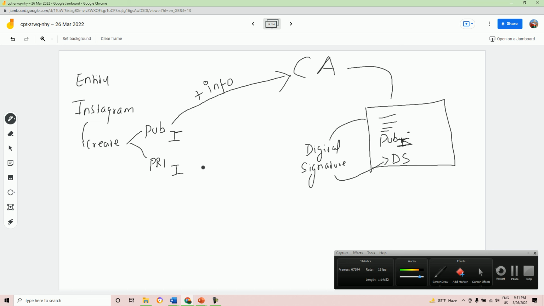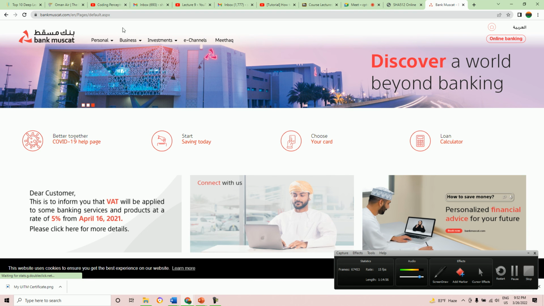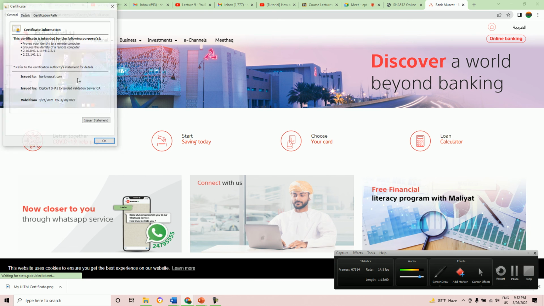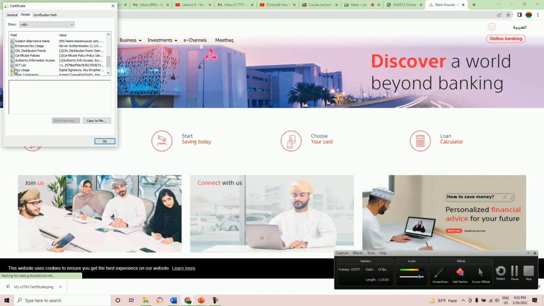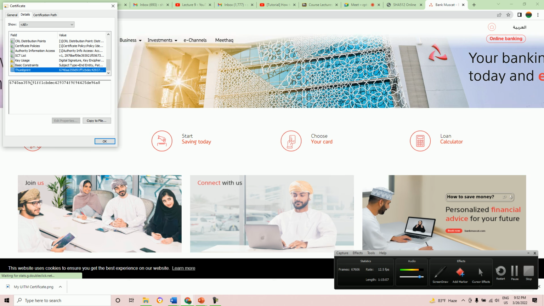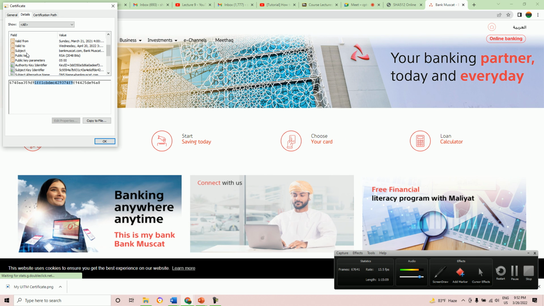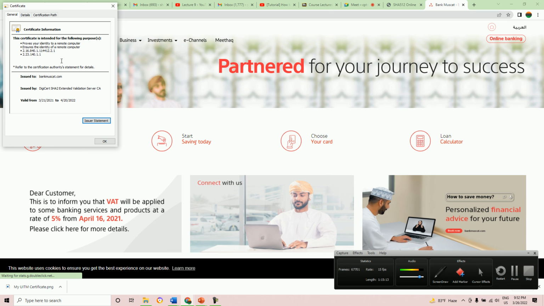Okay, so just now I showed you the certificate. Here, go here, click, and details. So here you can see the thumbprint. This is the certificate. Understand, this is the public key and this is the certificate authority. Understand?